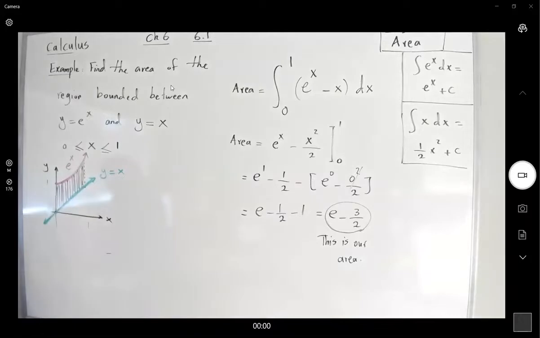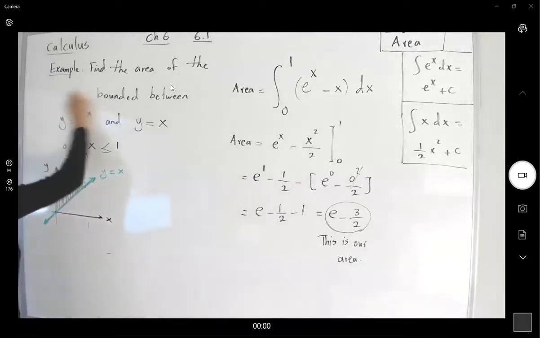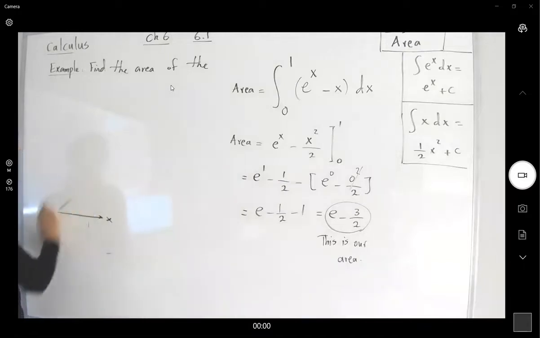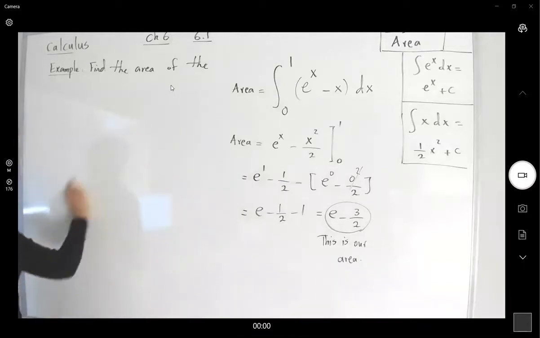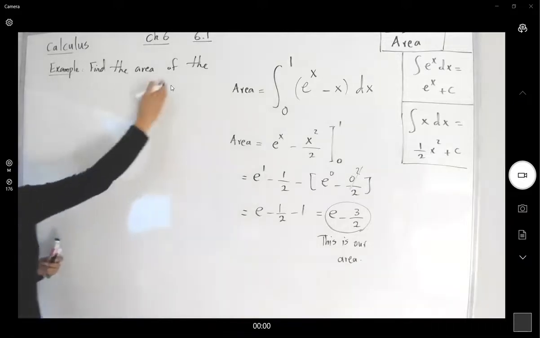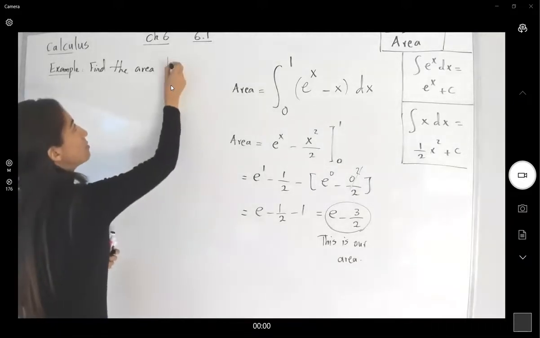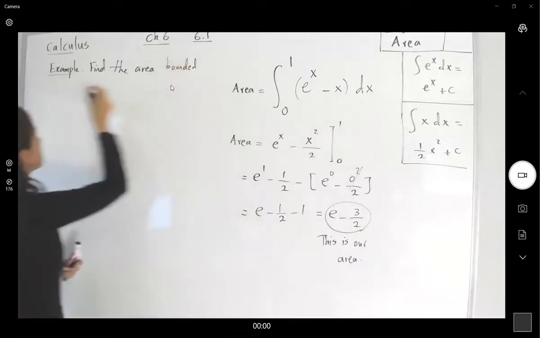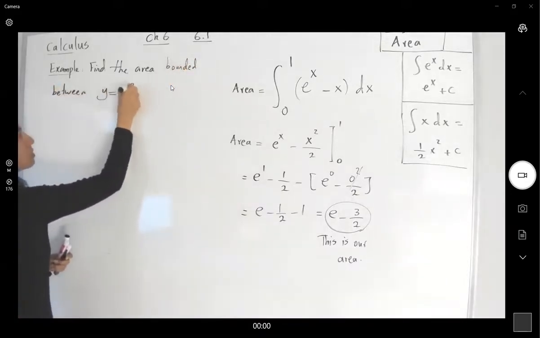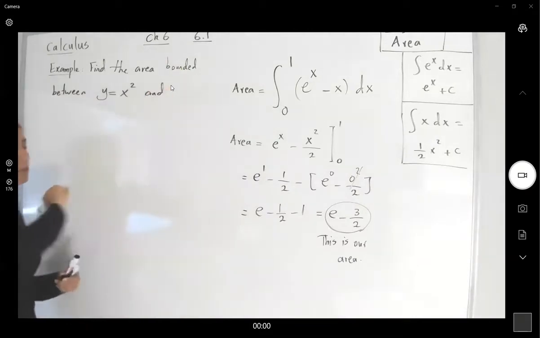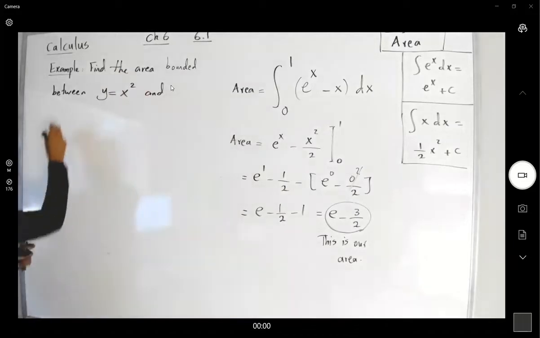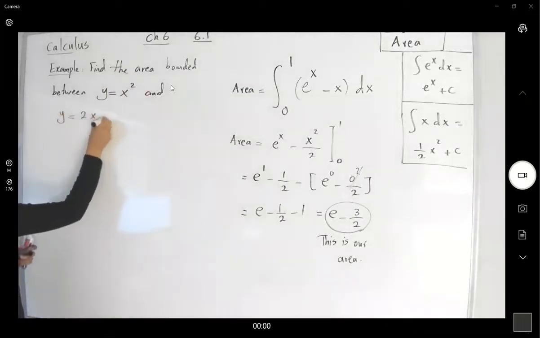Well, next example says, hey, find the area of the region bounded between these two functions. Find the area bounded between y equals to x squared. So we have a parabola, it opens up, and the other guy is y equals to 2x minus x squared.